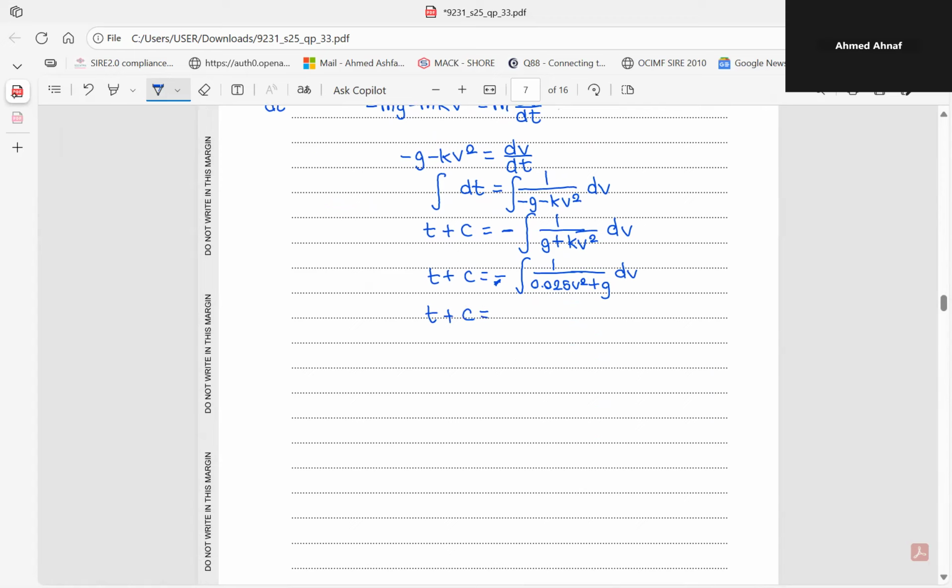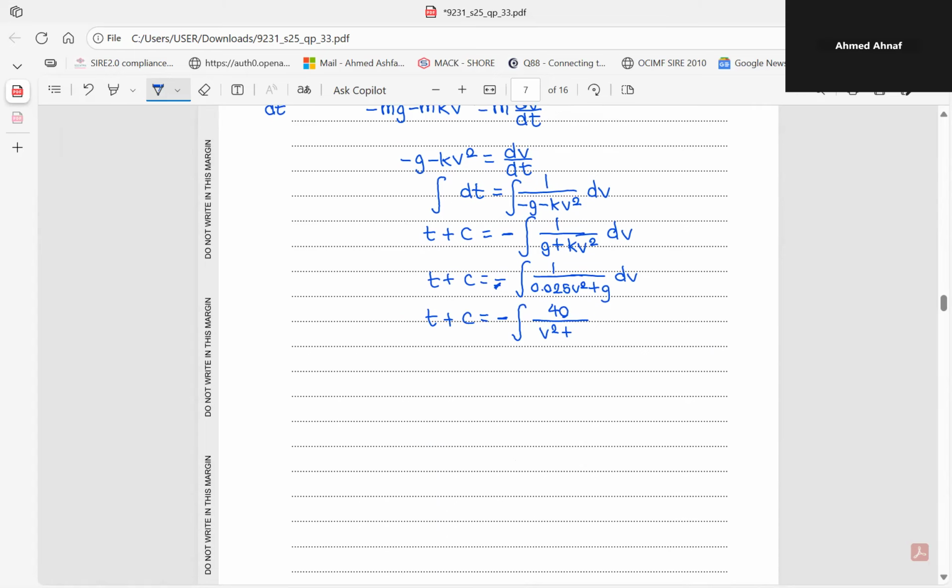And to make this even simpler, since I prefer whole numbers, I'm going to multiply both the numerator and the denominator by the denominator of 0.025, which is 40. So you get 40 over v squared plus, we can just take g as 10, so 40 times 10, that's 400 dv. And we can take the 40 out. So you will get minus 40 integral of 1 over v squared plus, let's express 400 as 20 squared.